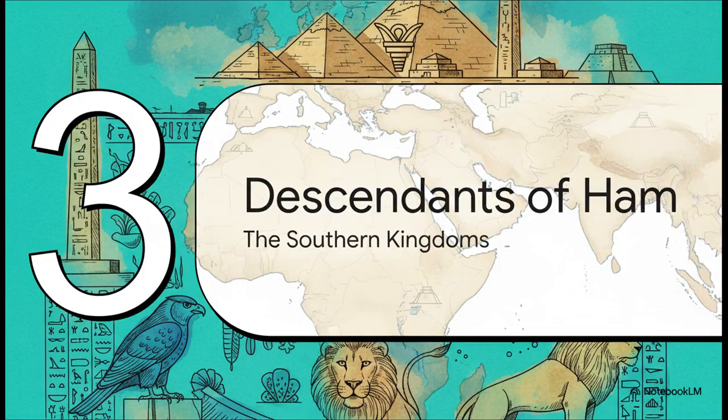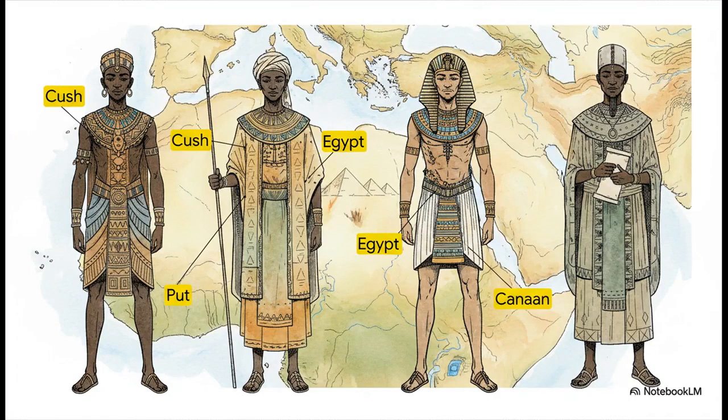Okay, now let's head south to the second son, Ham. And this branch is a huge deal because it represents the great powers of the ancient world, all the way from Africa to the Near East. We are talking about the planet's very first empires. Ham's four sons basically represent four major territories and nations.